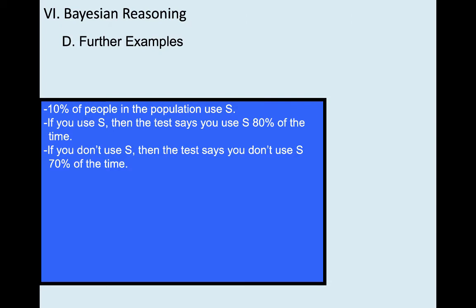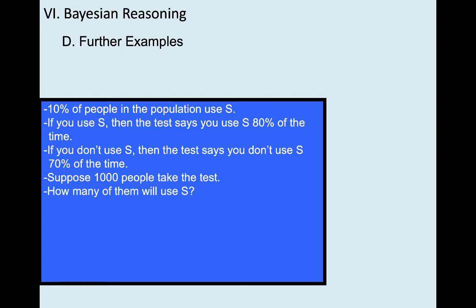So you can think of this here, if you've heard talk of false positives and false negatives. When it says if you use the steroid, then the test says you use the steroid 80% of the time, that means it has a 20% false negative rate. It fails to catch 20% of users. And when it says if you don't use the steroid, then the test says you don't use the steroid 70% of the time, that means it has a 30% false positive rate. So 30% of the time it'll say you're a user even if you're not.